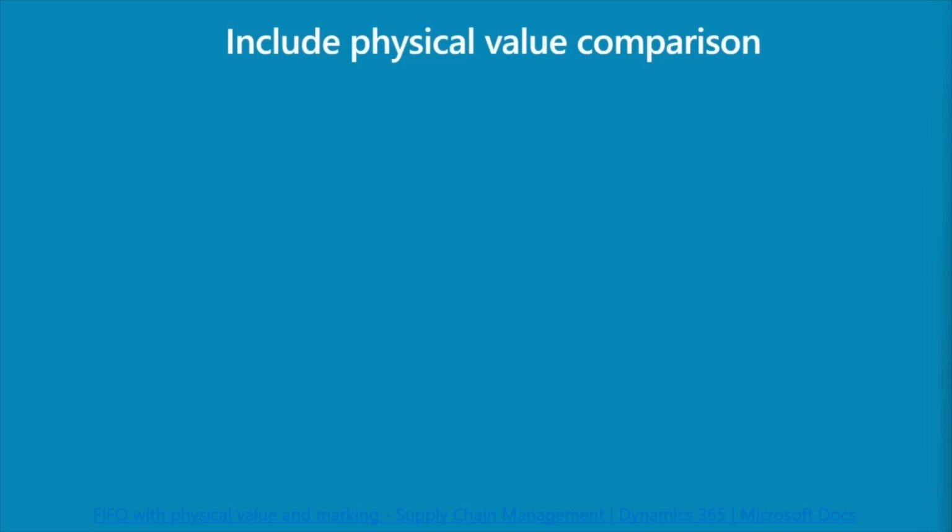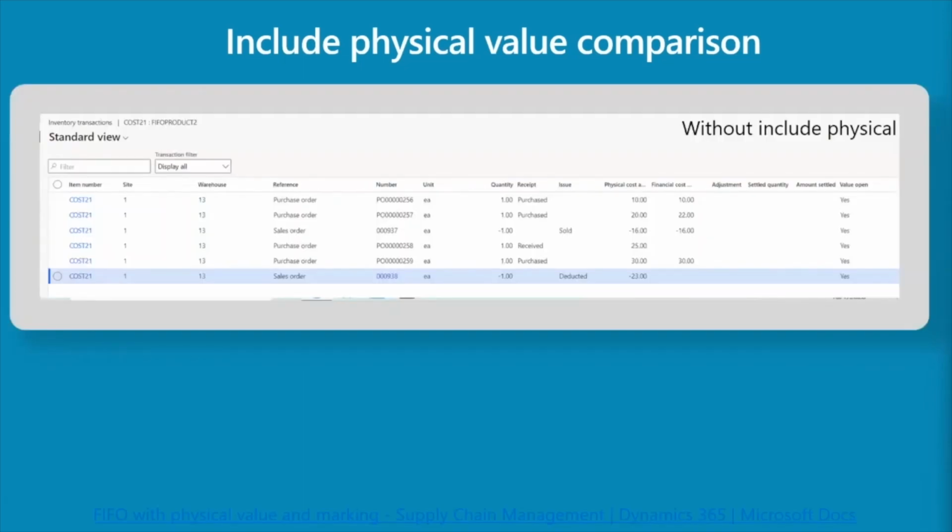In this picture, we show the results of our transaction set when the item model group does not have the Include Physical checkbox option selected. The $25 product receipt is not included in our running average tally used to assign the issue cost of our second sales order transaction, and so the cost at the time of posting is $23.